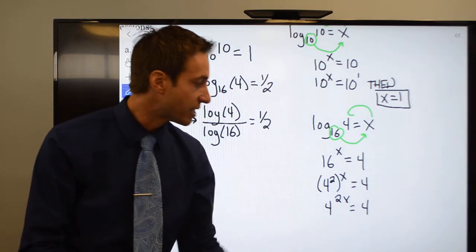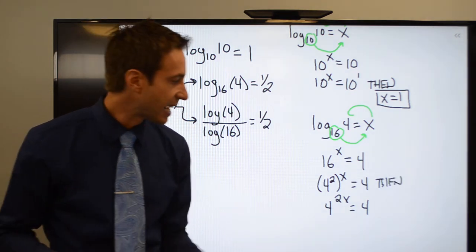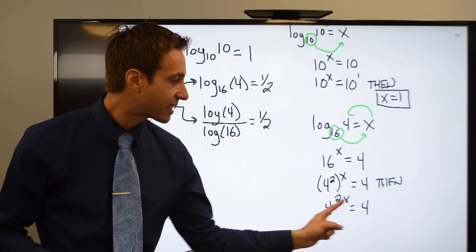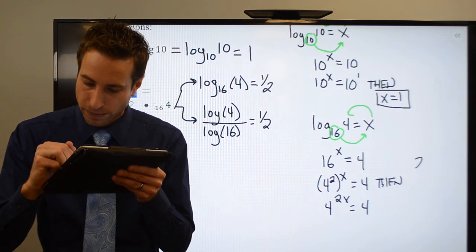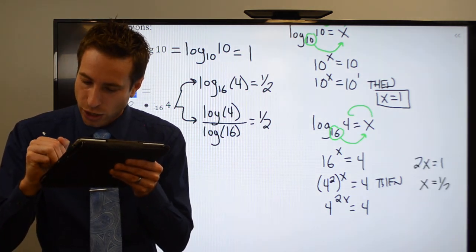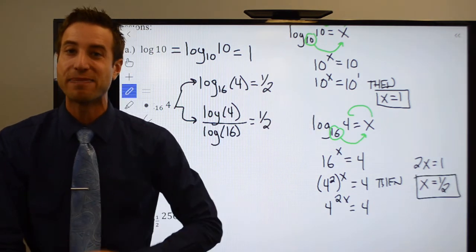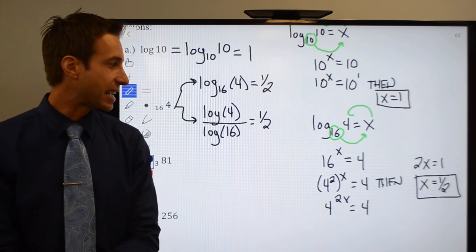Because my bases are the same, I can set the exponents equal to each other. 2x is equal to 1. Solve for x. x is equal to 1/2. I get the exact same answer that my calculator would give me, even if I don't have a calculator.